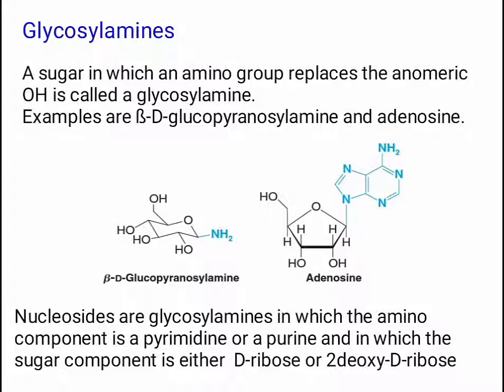Nucleosides are glycosylamines in which the amino component is a pyrimidine or a purine base, and in which the sugar component is either D-ribose or 2-deoxy-D-ribose. That means it may be D-ribose or it may be deoxyribose.